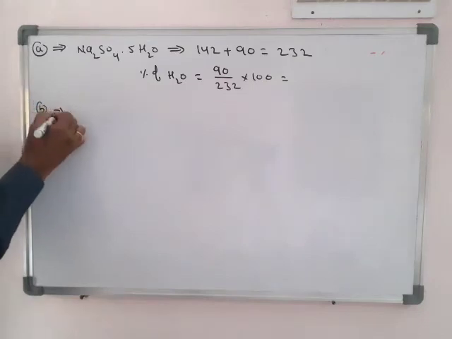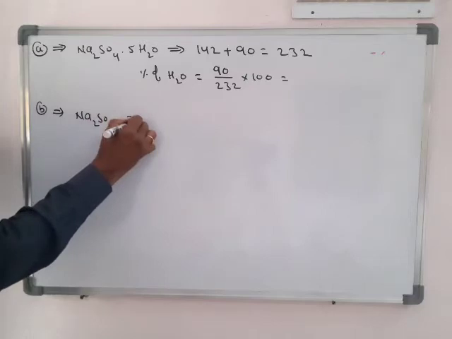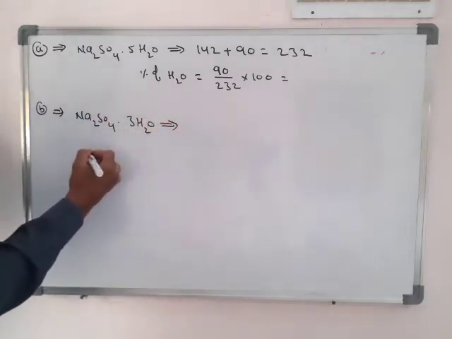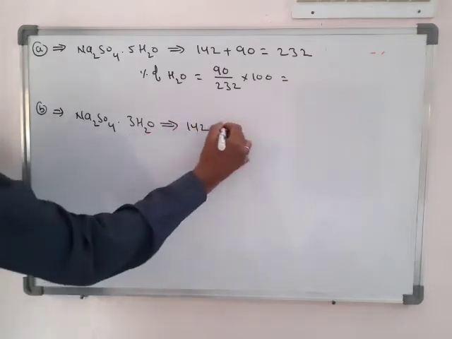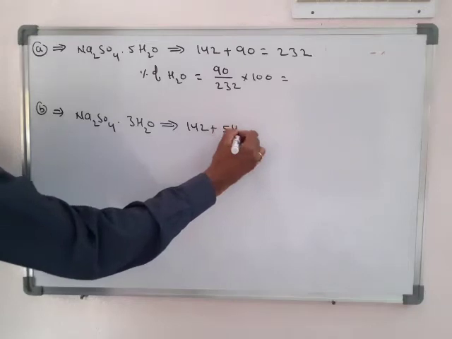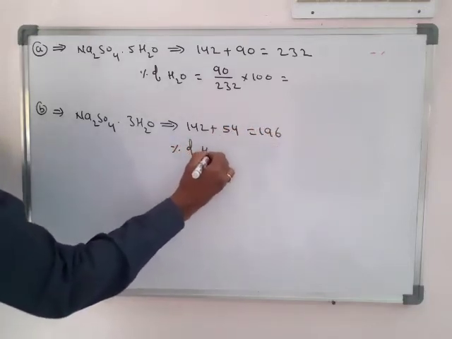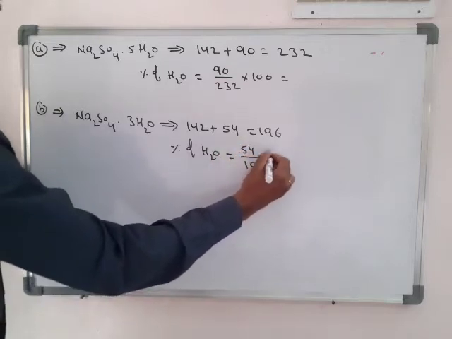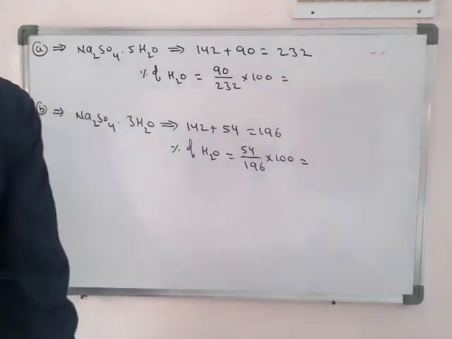Next, I'll check option B. Here Na2SO4 with 3 H2Os. We consider the third option. Then how much will we get? 142 plus 54 is equal to 196. Therefore, the percentage of H2O equals 54 grams by 196, into 100.